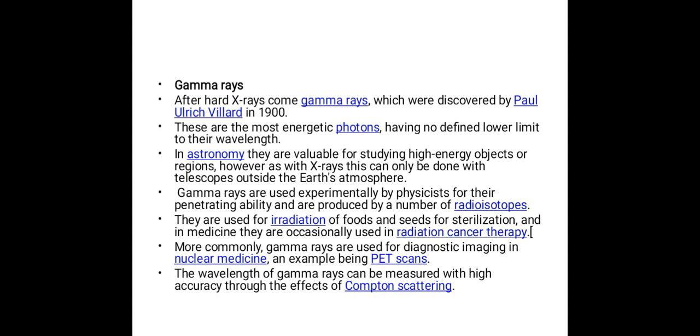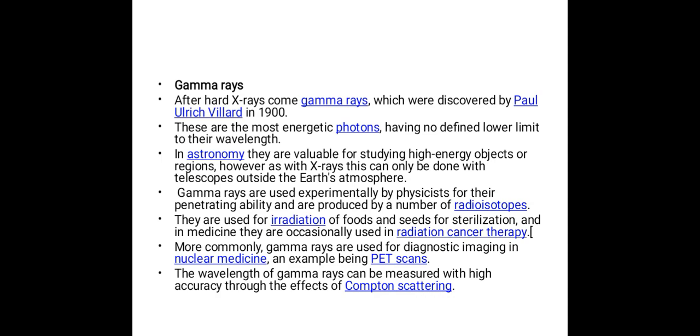Gamma rays are used experimentally by physicians for their penetrating ability and are produced by a number of radioisotopes. They are used for irradiation of foods and seeds for sterilization, and in medicine, they are occasionally used in radiation cancer therapy. Most commonly, gamma rays are used for diagnostic imaging in nuclear medicine, for example, in PET scans, positron emission tomography. The wavelength of gamma rays can be measured with high accuracy through the effects of Compton scattering.